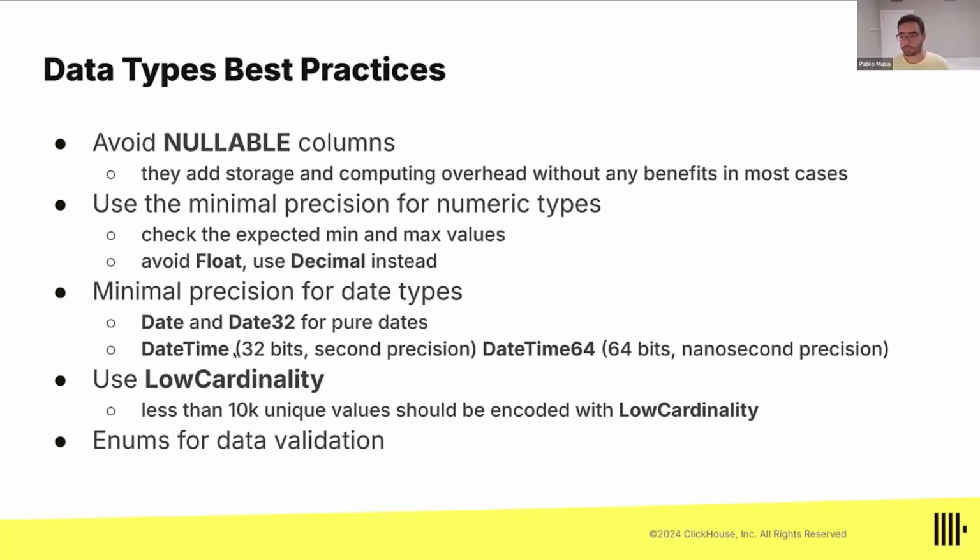LowCardinality. So if a column has less than 10K unique values, we suggest adding the LowCardinality data type. This internally in ClickHouse creates kind of a map. Okay, so a value is mapped to an integer, and then it uses that integer as actually the value that's stored. So it optimizes a lot of things internally, making ClickHouse even faster.